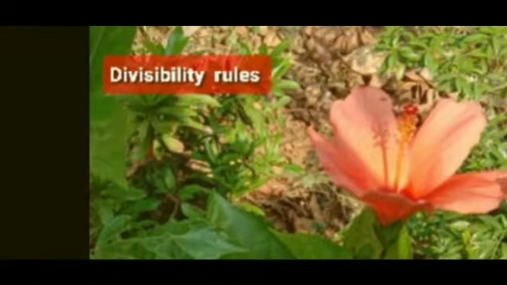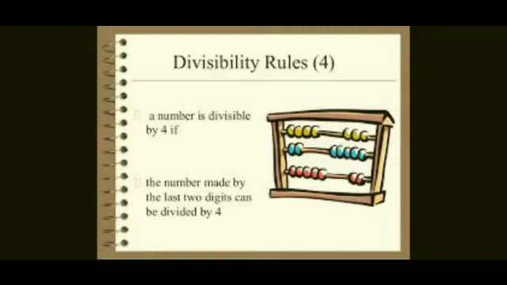We were discussing the divisibility property of the numbers 2, 3, 4, 5, 6, 8, 9 and 10. Let's write the notes. Divisibility rules of 2 and 3 you have written already. Now you just write the next heading.